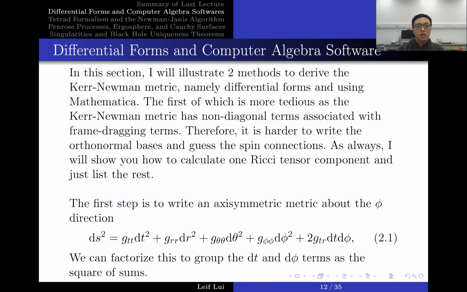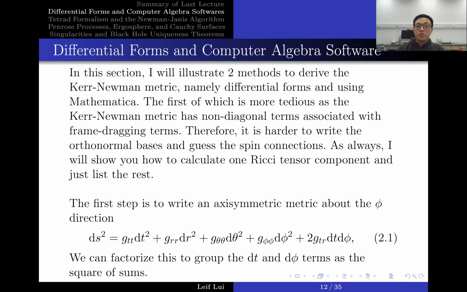So in this lecture, I will derive the Kerr-Newman metric, and I will illustrate 2 methods to derive it, namely the methods of differential forms and using computer algebra systems. The first of which is extremely tedious, as the metric has non-diagonal terms associated with frame dragging. Basically, it is harder to write the orthonormal bases and guess the spin connections because actually, you cannot even guess the spin connections. You need to solve a set of simultaneous equations, which is not easy to do. And as always, I will show you how to do some of these, but I will leave the rest as an exercise to the reader and list them out later.